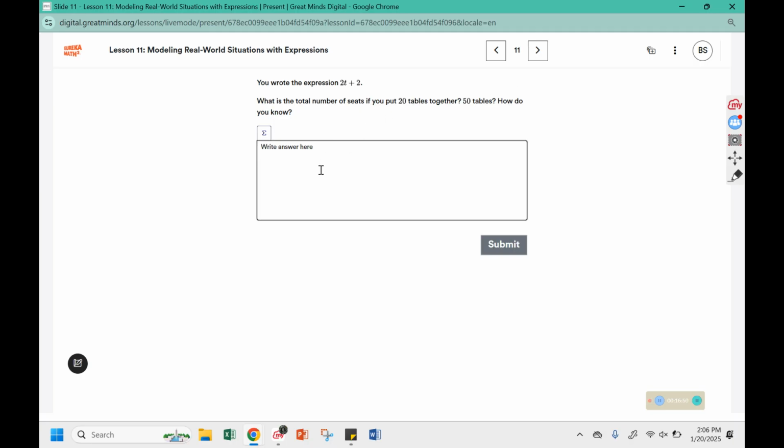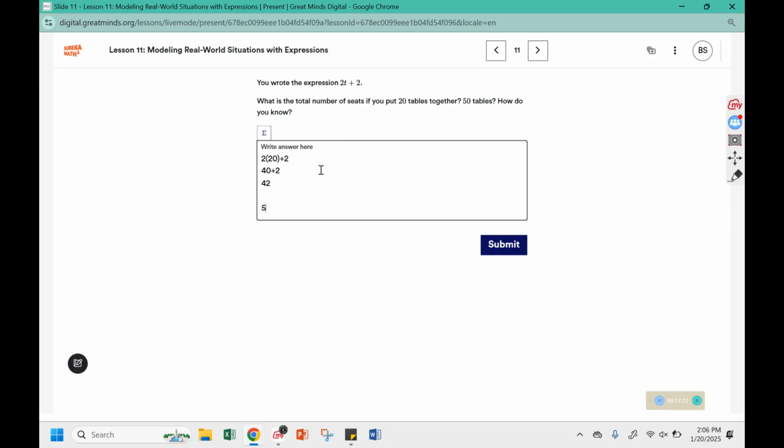You wrote the expression 2t plus 2. What is the total number of seats if you put 20 tables together? So if I replace the t with 20, 20 times 2 is 40, and 40 plus 2 would be 42. So that's for 20 tables.